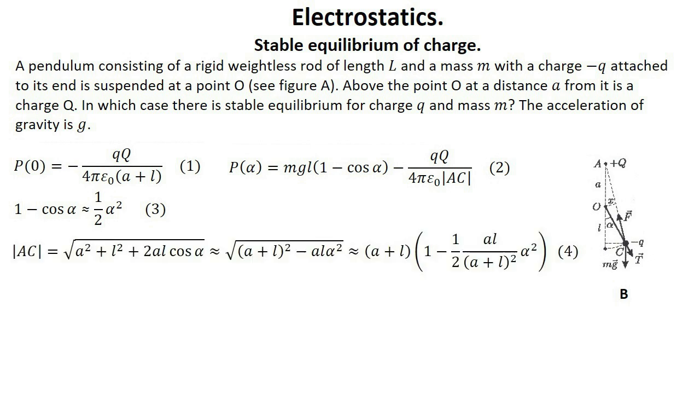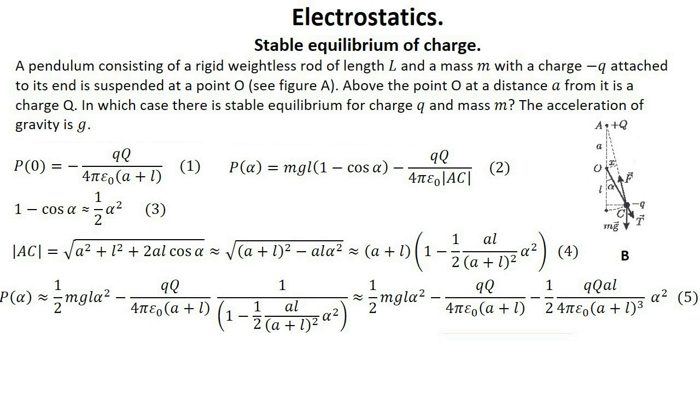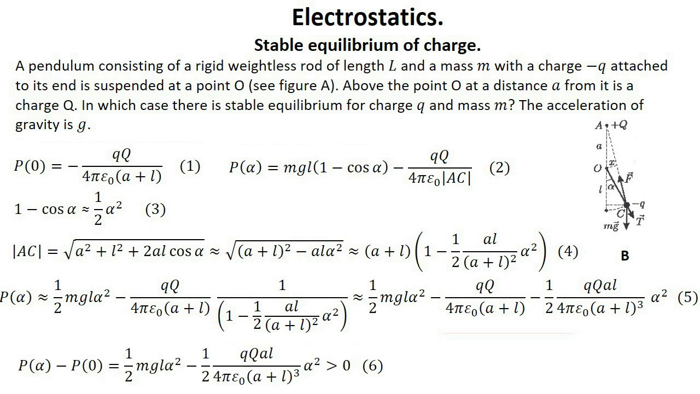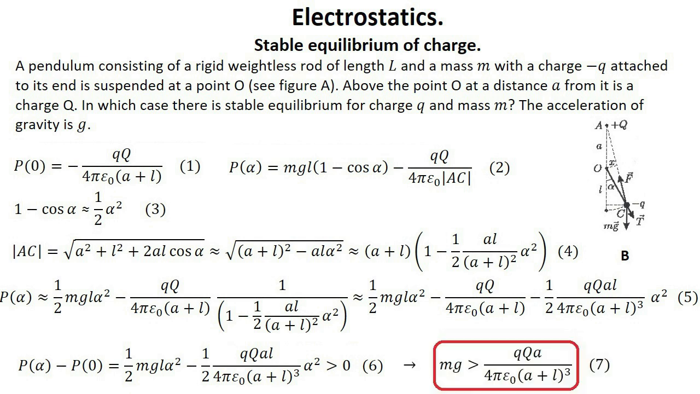Let us find the length of the segment AC using the cosine theorem. At small alpha, we have expression 4, then at small alpha the energy is approximately equal to expression 5. We need to find the difference between these energies P alpha and P0, which must be positive for equilibrium stability. Formula 6. The final answer is given by Formula 7, which completely coincides with the solution by the force method.